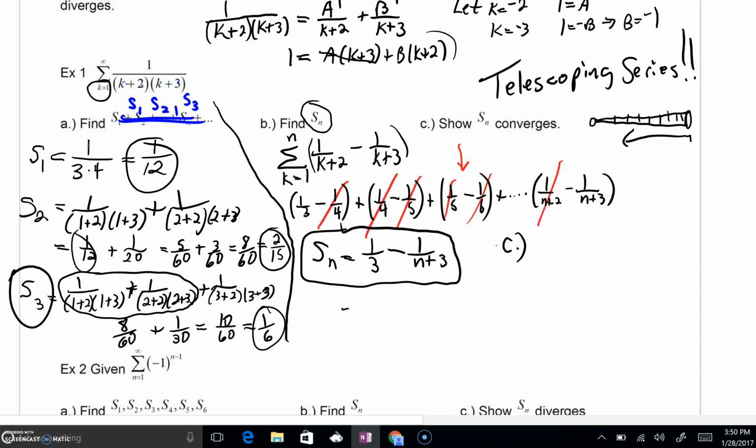Well, how about for part C? Show that this limit converges. Well, what we're going to be able to do is say, where are we headed if we get 1/3 minus 1 over n plus 3? We're going to add up the first n terms. Well, my goodness, this sum is going to approach 1/3.